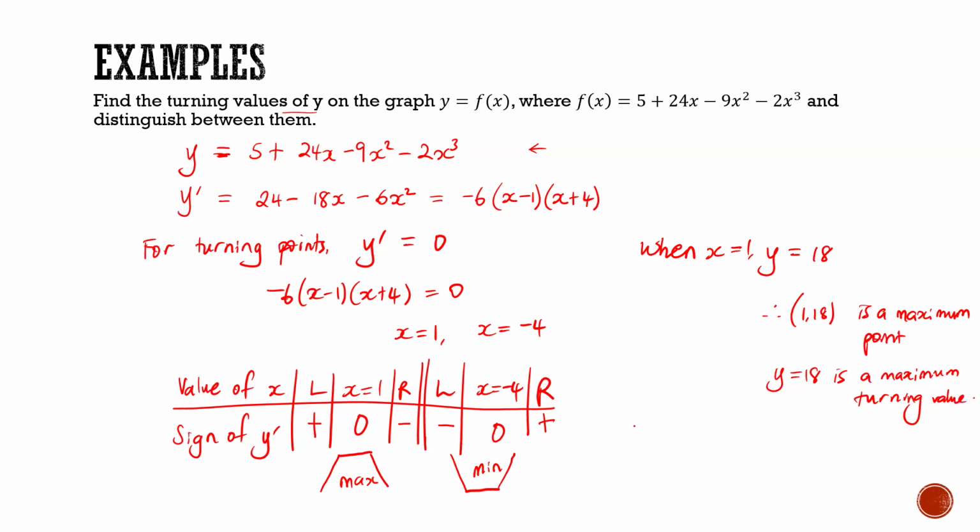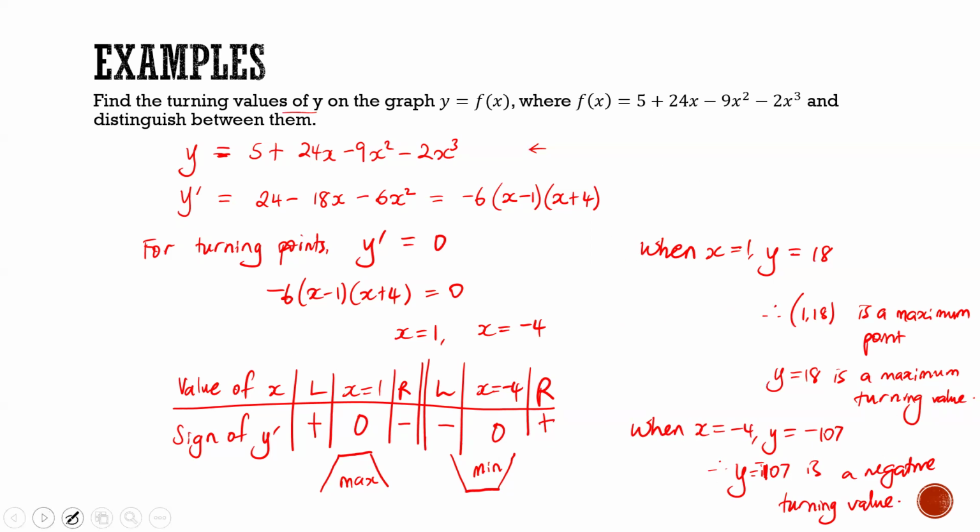And then when x is -4, if you go ahead to calculate, you find that your y is in fact -107. And therefore y is equal to -107 is a minimum turning value. And that's how we compute maximum and minimum points and distinguish between them.